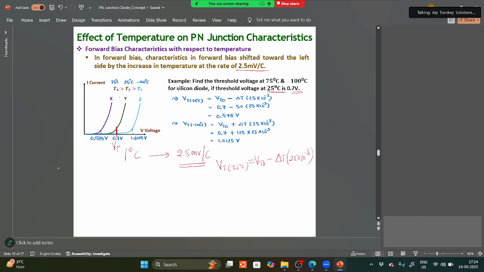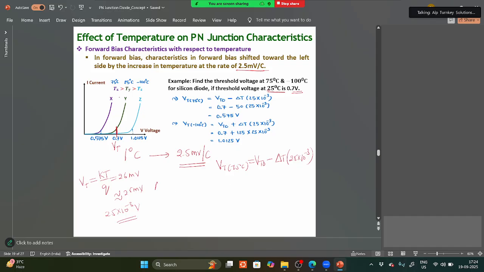25 into 10 power minus 3 is nothing but Vt, the thermal voltage. Thermal voltage is equal to what? kT by q. I told you, it is 26 millivolts, or we can approximate it to 25 millivolts. 25 millivolts means 25 into 10 power minus 3 volts.